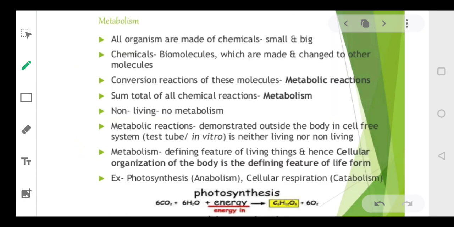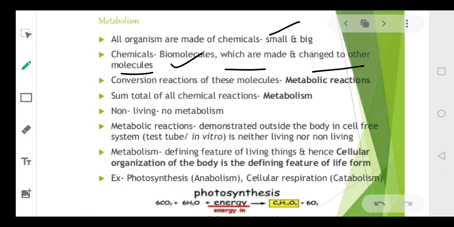The third characteristic is called metabolism. We all know that all organisms are made up of certain chemicals. These chemicals may be small or big, and they are basically biomolecules. These are biomolecules which are made and changed into other molecules. Our body can use those biomolecules or convert them into some other biomolecule, isn't it?